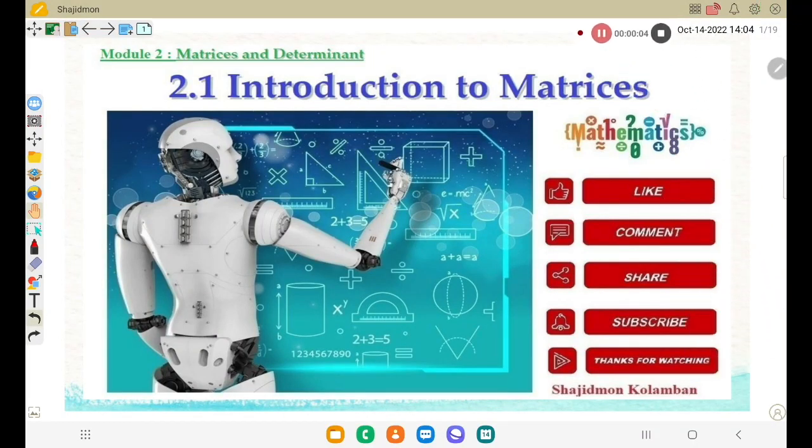Today we are discussing a topic from Module 2. As you know, Module 2 is matrices and determinant.